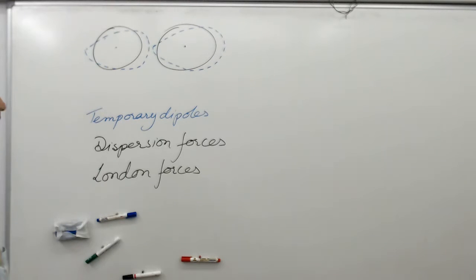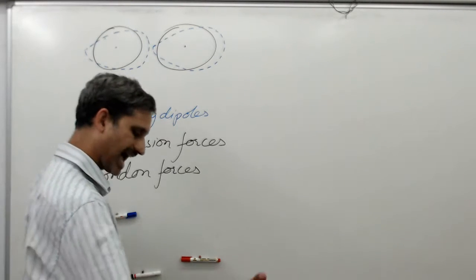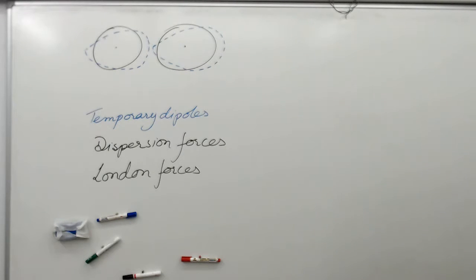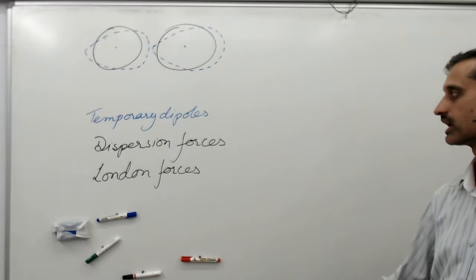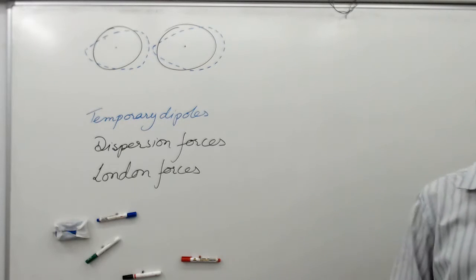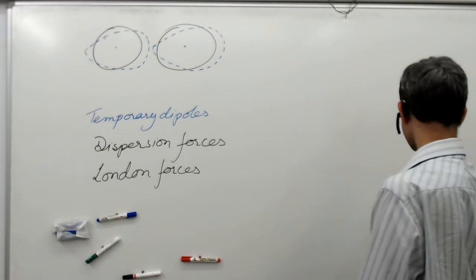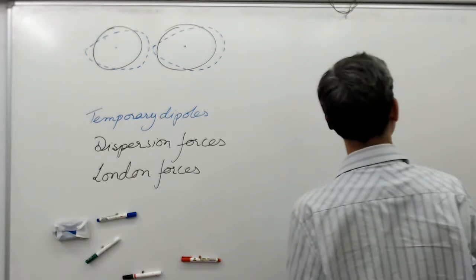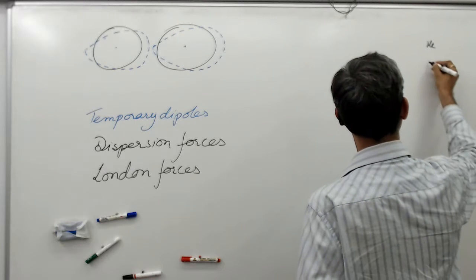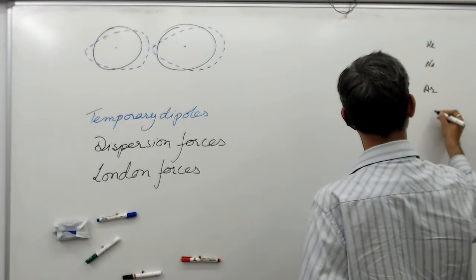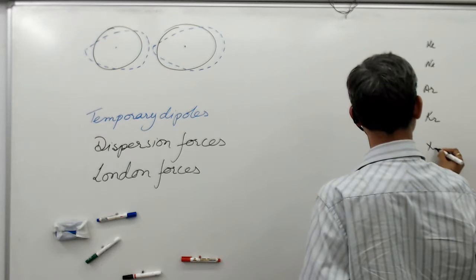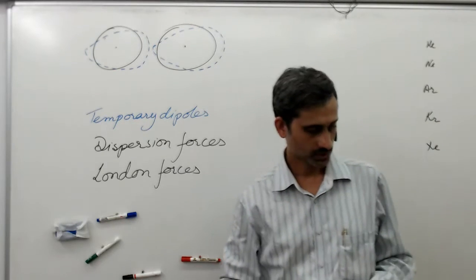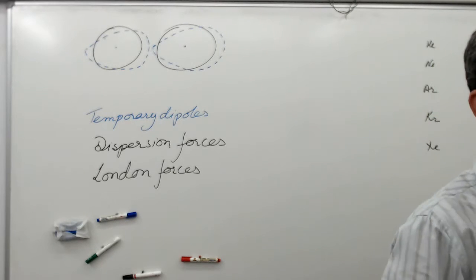Now these London forces, dispersion forces, as is obvious, depend on surface area. The more the surface area, the stronger the attractive forces. Now let us see what these attractive forces do and how they change with the surface area. Let's get along with very simple facts. We have helium, neon, argon, krypton, xenon. Now amongst these noble gases, which do you think would have the highest melting and boiling point?